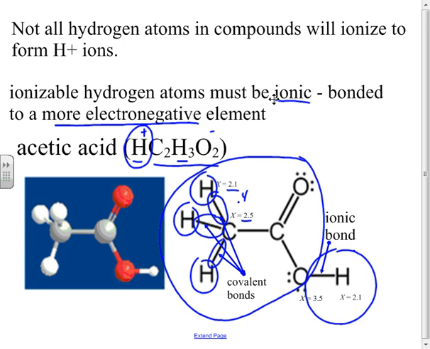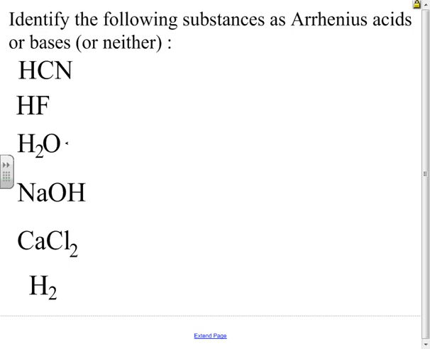However, the hydrogen here is attached to an oxygen here. The electronegativity difference between the 3.5 value of the oxygen and the 2.1 is 1.4. Being much more electronegative, the electrons shift away from the hydrogen towards the oxygen, making this much more of an ionic bond, meaning this bond will break to release the positive hydrogen, so that makes this an ionizable hydrogen, or acetic acid an acid. You should be able to identify whether substances are Arrhenius acids or bases or neither.